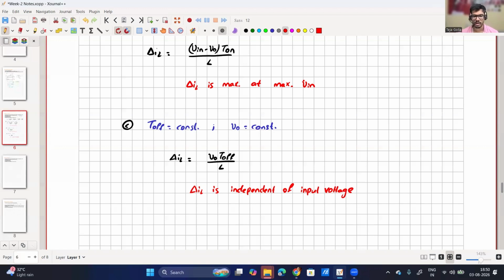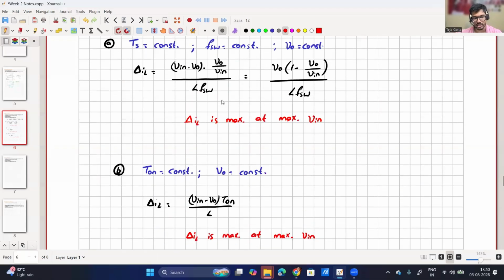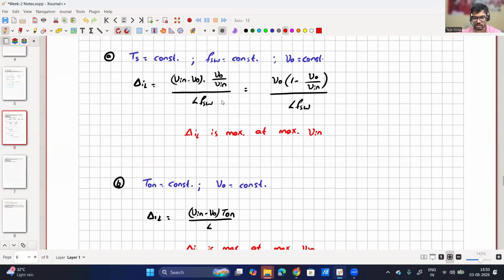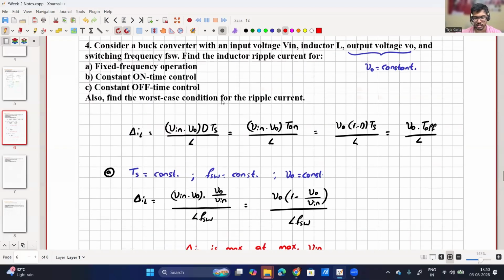In the case of constant on time, if V in is reducing, the ripple is changing. In the case of constant off time, it is constant. He has shown that in a different course, but here we are learning about the theoretical aspects of the same. It is also an NPTEL course, a subsequent course of this. This is the first course, and it is a prerequisite for the other course.